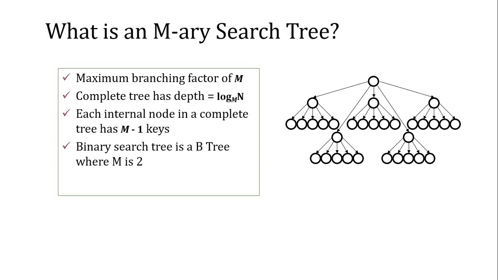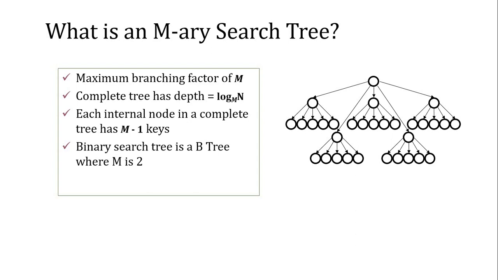Now, what is an M-ary search tree? Whenever a tree has more than two branches, it is called an M-ary search tree. So the maximum branching factor is always m. A complete tree has the depth of log m base n. So if the branching factor grows high, the depth changes accordingly, as log m base n. M is always the branching factor.